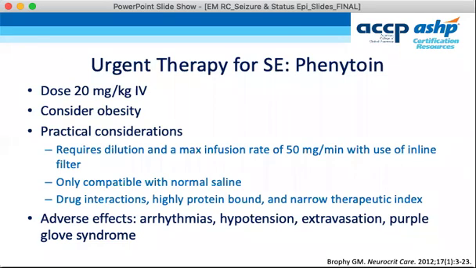When you look at side effects, things that we'll typically see, and again, this is more so on the immediate administration side: arrhythmias, hypotension, extravasation, and then purple glove syndrome can also be seen.